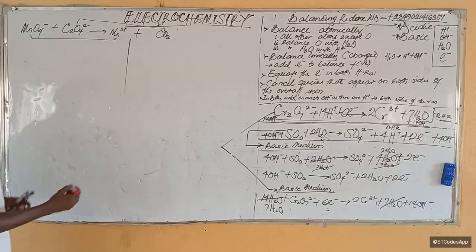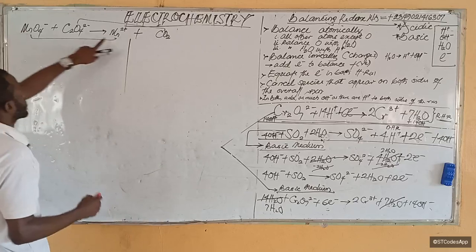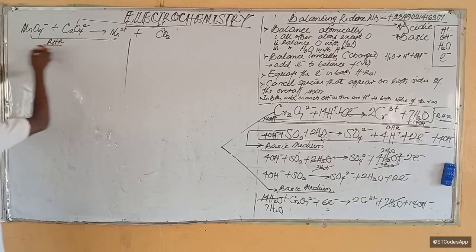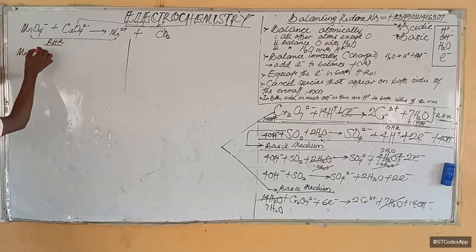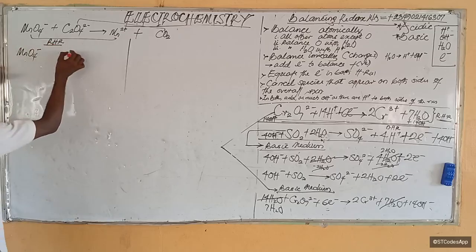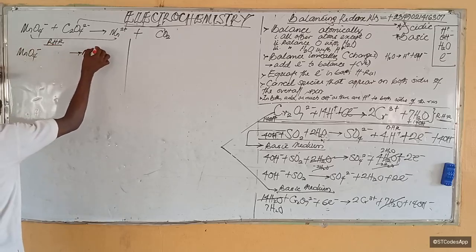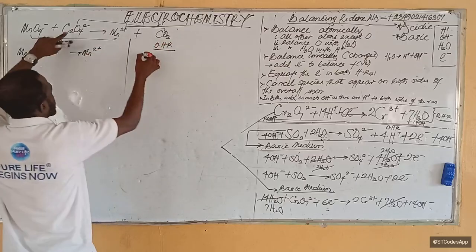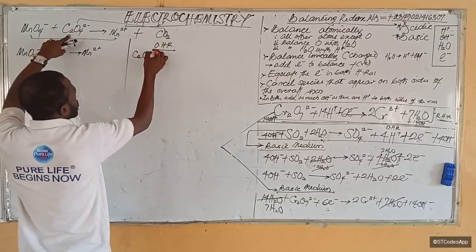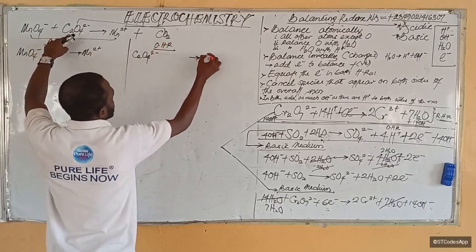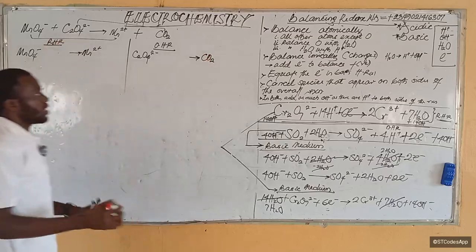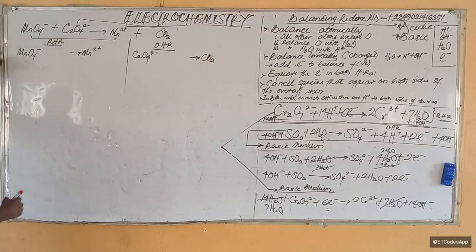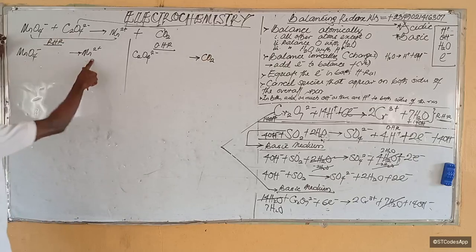Which one will be oxidation? You can already tell that this one from here to here is reduction. So the reduction half reaction is MnO4- becoming Mn2+. Then the oxidation half reaction will become what? C2O4 2- becoming CO2. Now, if this is the case, then we have that Mn, right?